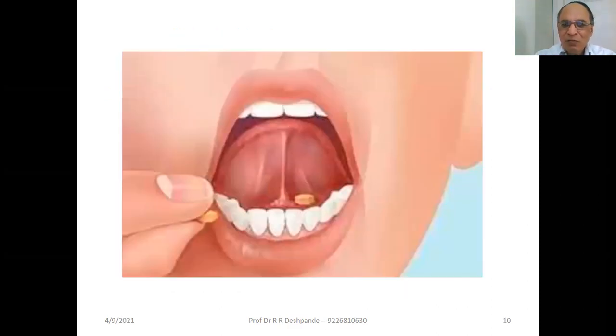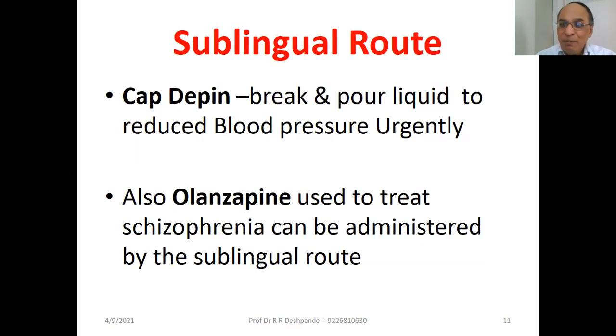Now, you can see the sublingual route. Capsule Depine is another example. You have to break the capsule and pour the liquid to reduce the blood pressure urgently. For example, 120 by 80 mm of Hg is a normal blood pressure. If the diastolic blood pressure is above 100, above 110, above 120 mm of Hg, capsule Depine for immediate sublingual absorption is very fast.